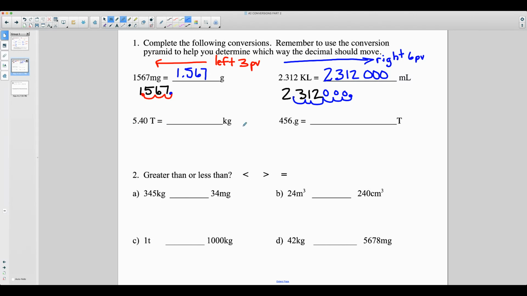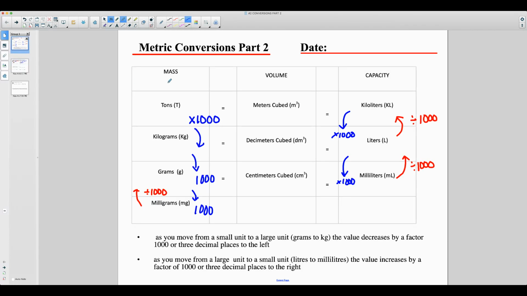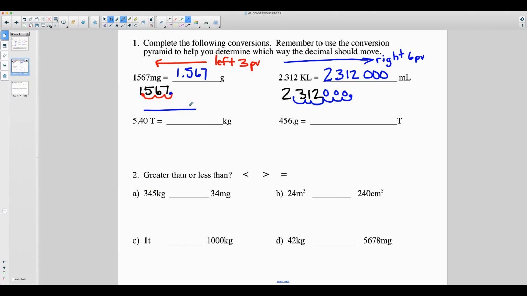If we look at tons to kilograms, well, it's a larger unit. Tons to kilograms, we're going to multiply by 1,000. So we're going to move it to the right 3 place values. Okay. And we started off with 5 and 4/10 of a ton. So we now move those place values, 1, 2, 3, put your decimal in, and now we have 5,400 kilograms.